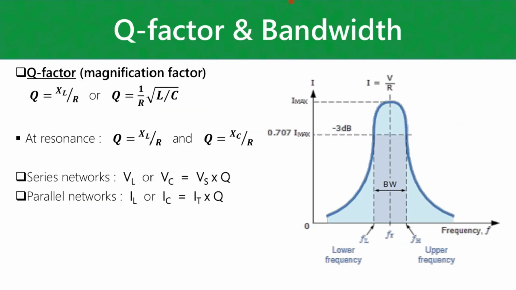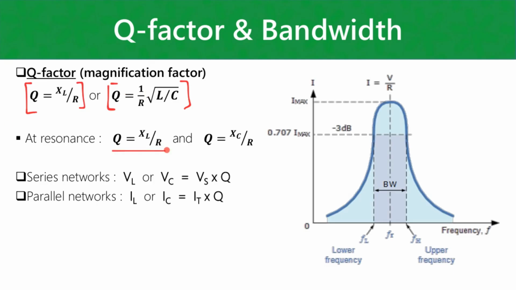Okay, then we sit with Q factor and bandwidth. With filters, you guys should have seen already what bandwidth is defined as. And we did speak a little bit about it, I think, with the operational amplifiers. Now, Q factor, also called your magnification factor, is essentially going to be your inductive or capacitive reactance divided by your resistance. So you have two formulas there to calculate it.